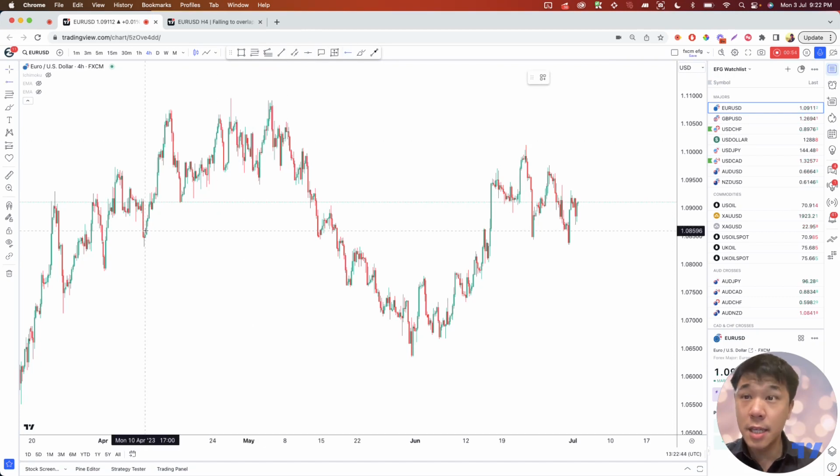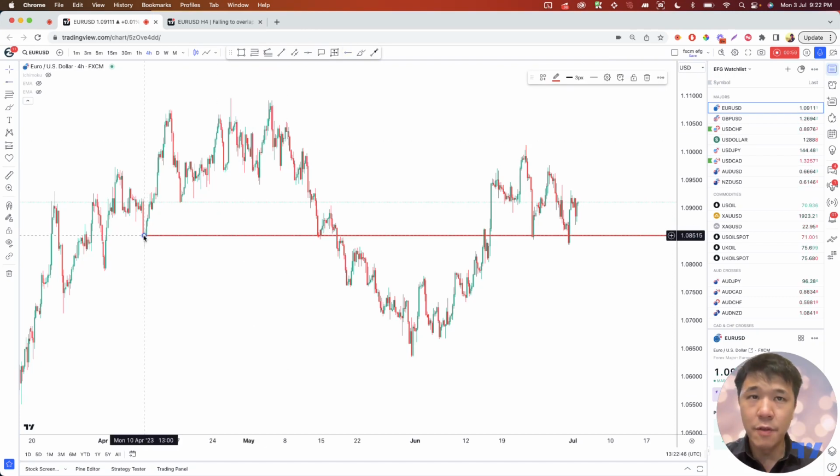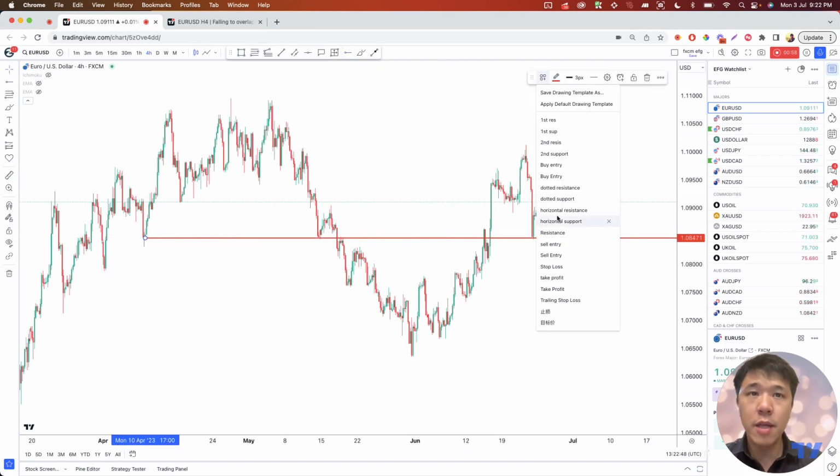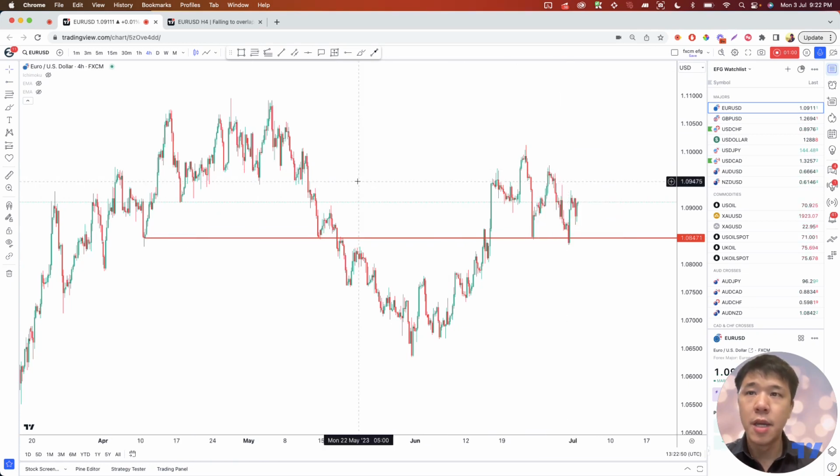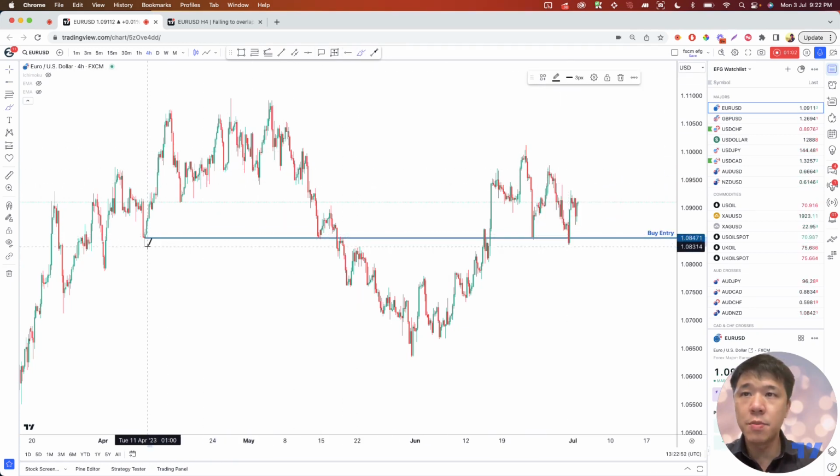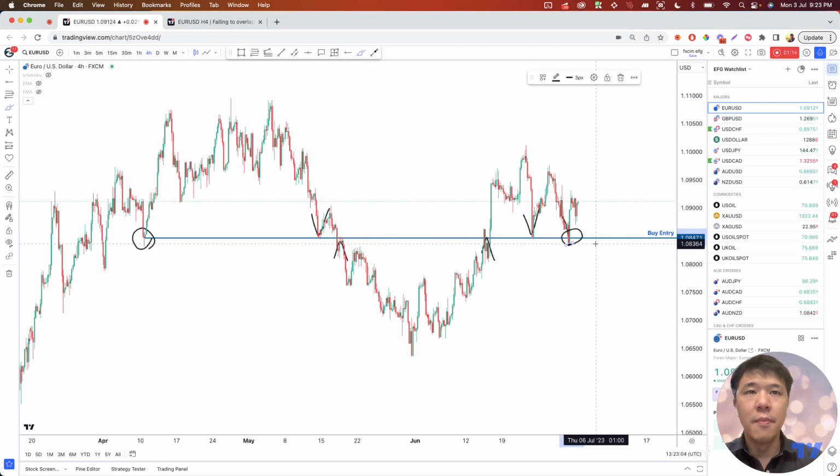We highlighted this key overlap support level over here. The reason why this was picked as an overlap support was that the price previously bounced off this level very nicely. Very clear movements. You're looking for very clear movements. Apart from here, there was also a very clear movement here.